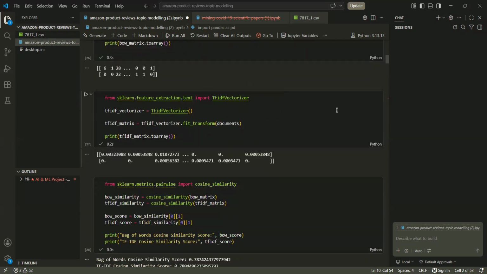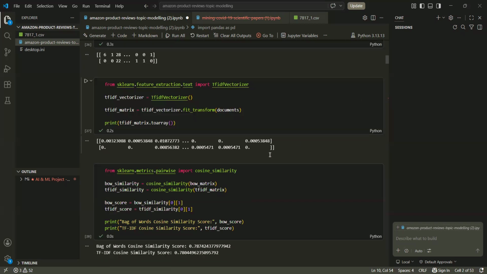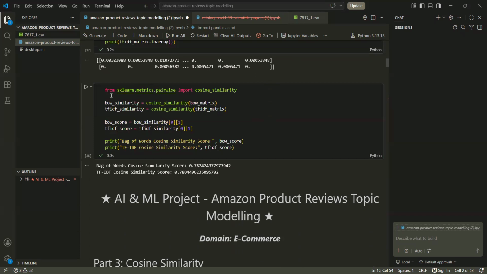To compare the documents, I used cosine similarity. Cosine similarity measures how close two vectors are by calculating the angle between them. Scores closer to 1 indicate high similarity, while scores closer to 0 indicate low similarity. So we got here.